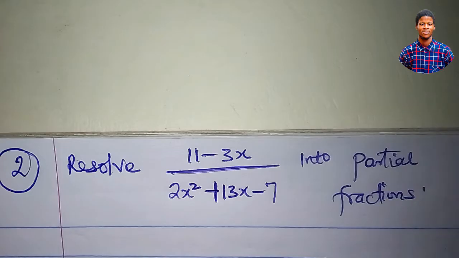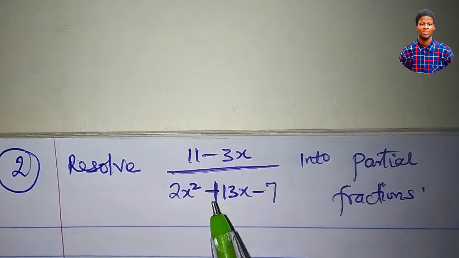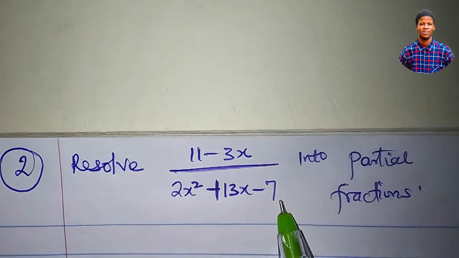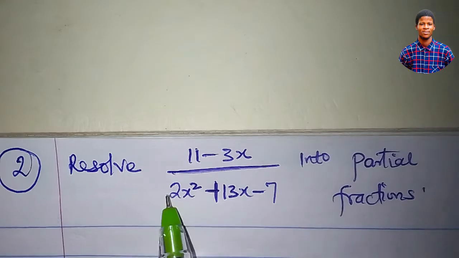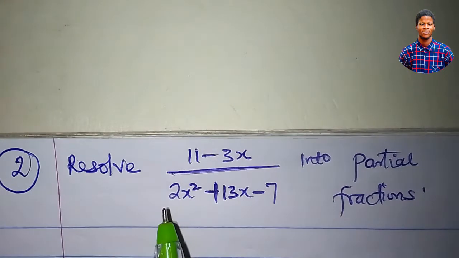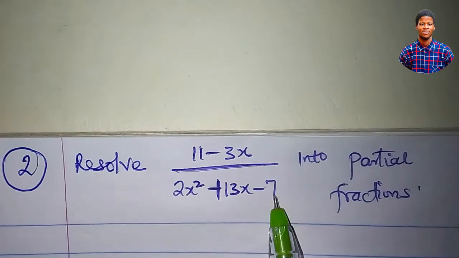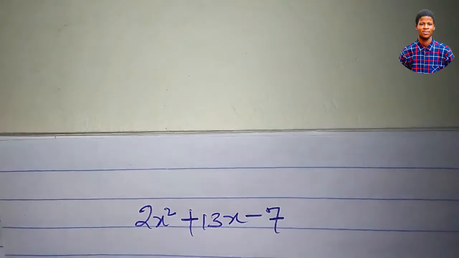Now, let us resolve this fraction into partial fractions: 11 minus 3x all over 2x squared plus 13x minus 7. How do I know if this fraction has non-repeated linear factors at the denominator? To do that, I'll factorize it first and see what it will produce. So let's factorize this denominator first and see the factors that it has. Let's quickly do that here.